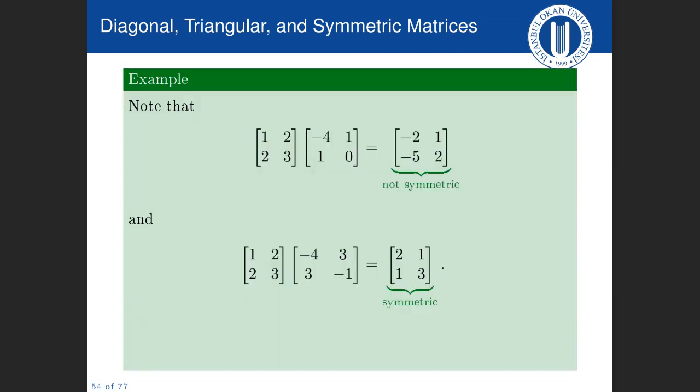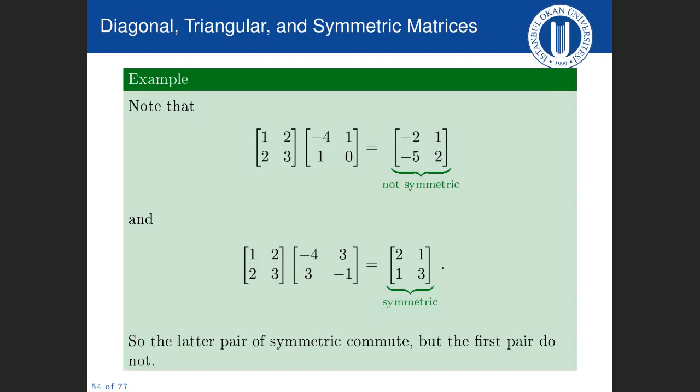So, for example, note that [1, 2; 2, 3] multiplied by [-4, 1; 1, 0] is [-2, 1; -5, 2], which is not symmetric. That's a symmetric matrix multiplied by a symmetric matrix, but it gives us a matrix which is not symmetric. Or in the second calculation, again, I've got a symmetric matrix multiplied by a symmetric matrix, [1, 2; 2, 3] multiplied by [-4, 3; 3, -1]. That gives us [2, 1; 1, 3], which is symmetric.